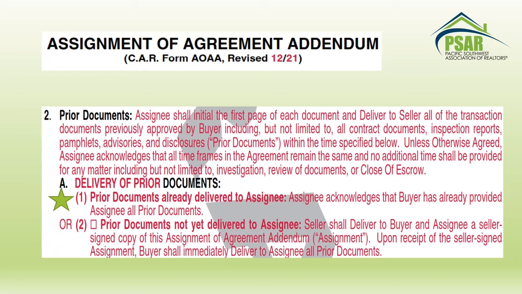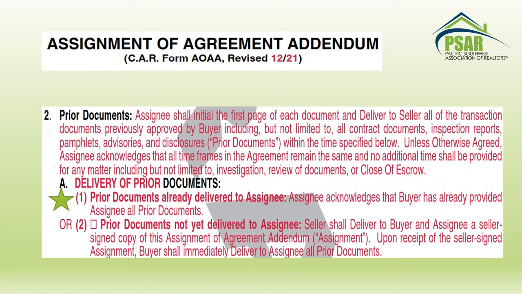So that is going to be your default: prior documents already delivered to assignee. Okay, if you're the listing agent, you want this because you never want to open up that 5-day door. But if you haven't been able to deliver everything, you have to do the assignment, and you can go ahead and say A2, prior documents not yet delivered to assignee.